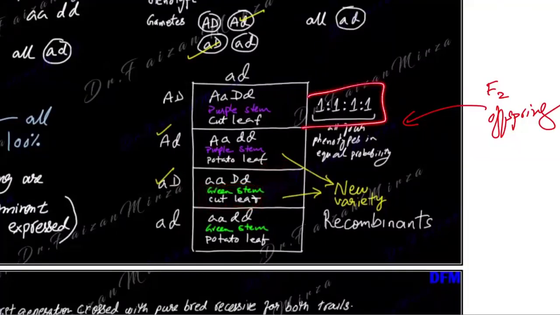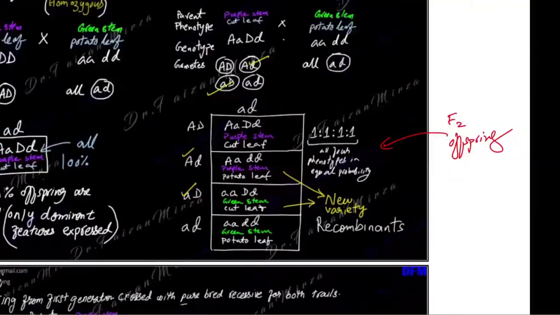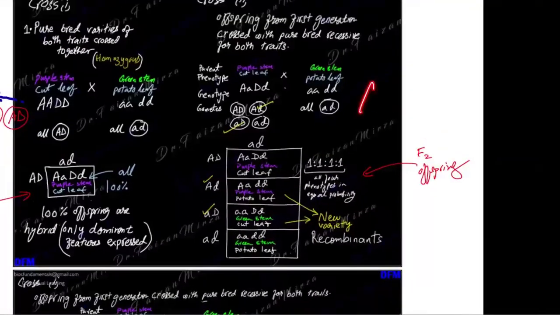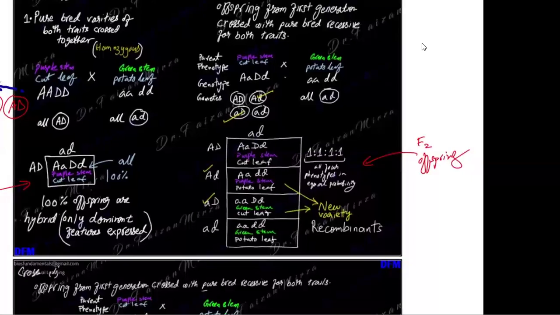And again, you have a 1:1:1:1 ratio, and these are new phenotypes being shown here, recombinants shown here. So this means that yes, independent assortment was occurring. Capital A small a, capital D small d, they both follow independent assortment. The offspring that have been produced here are called the F2 offspring because there's a second generation.